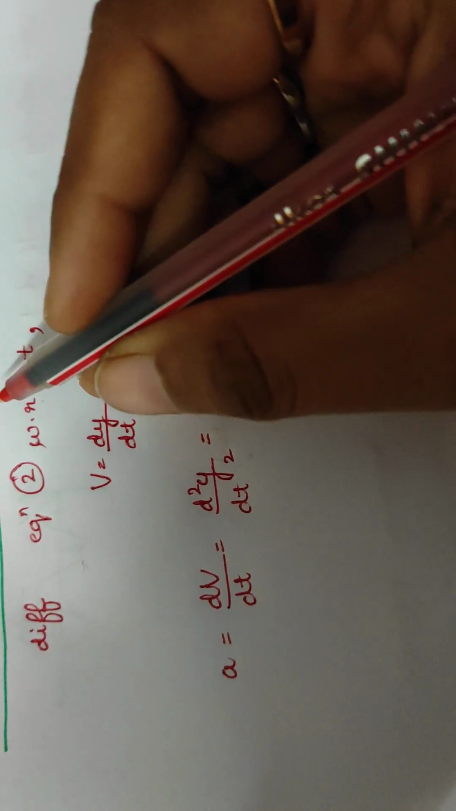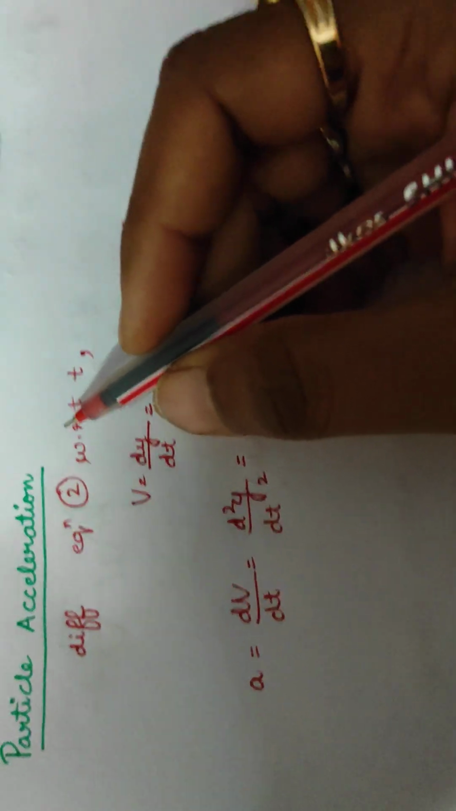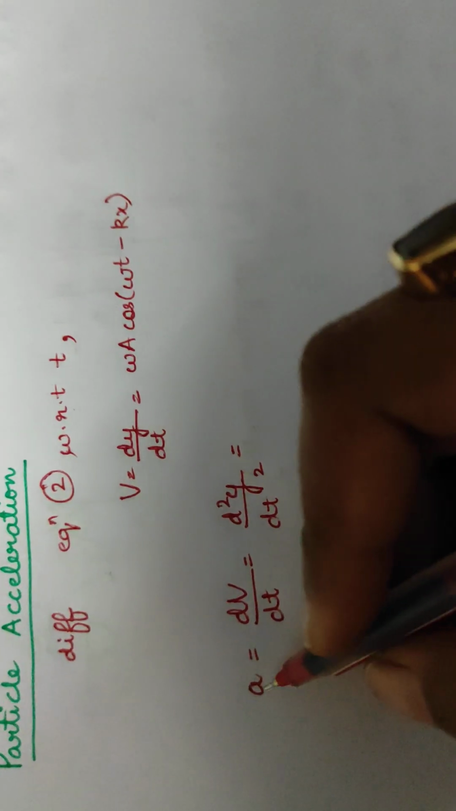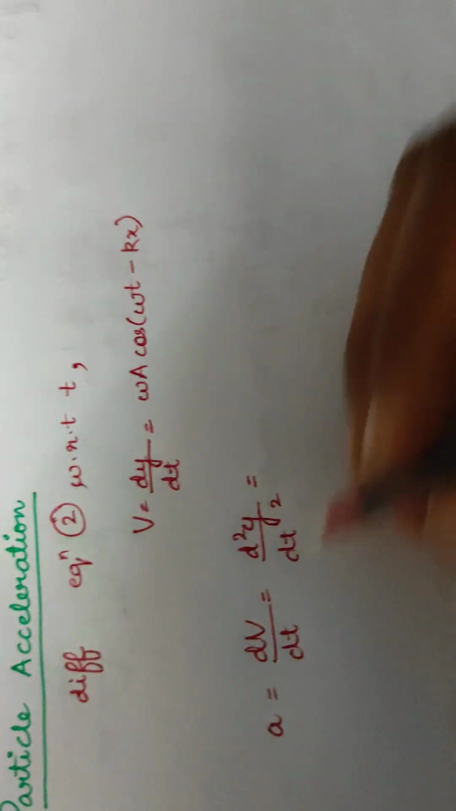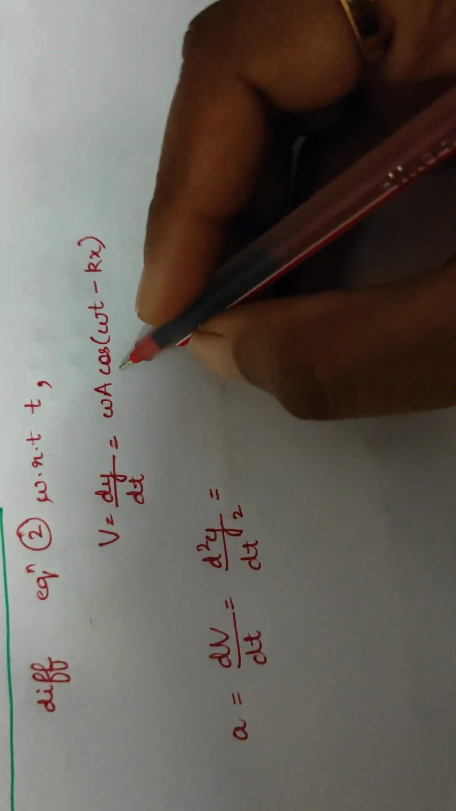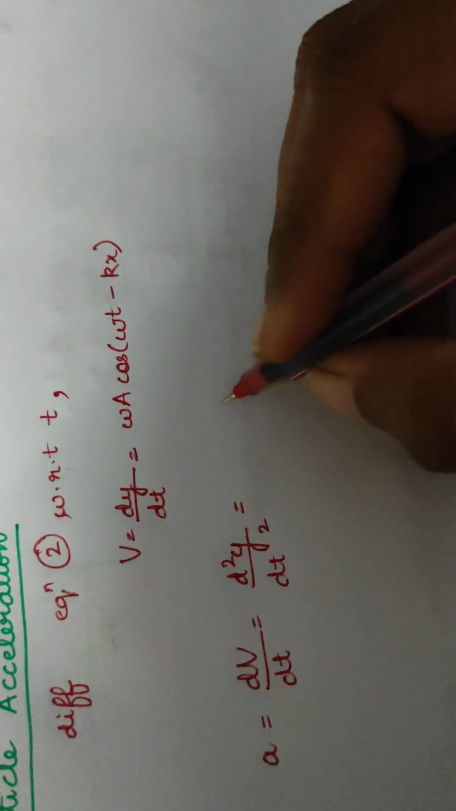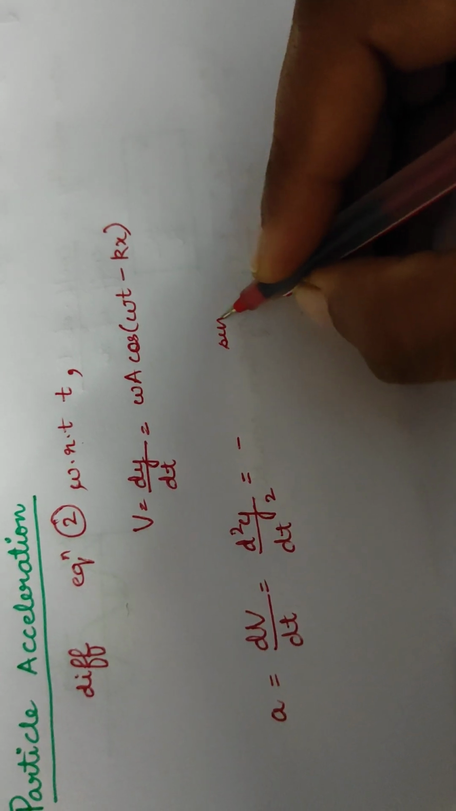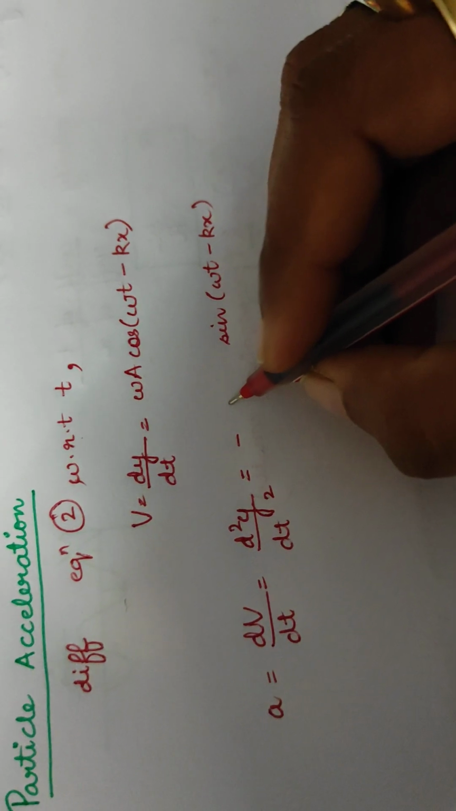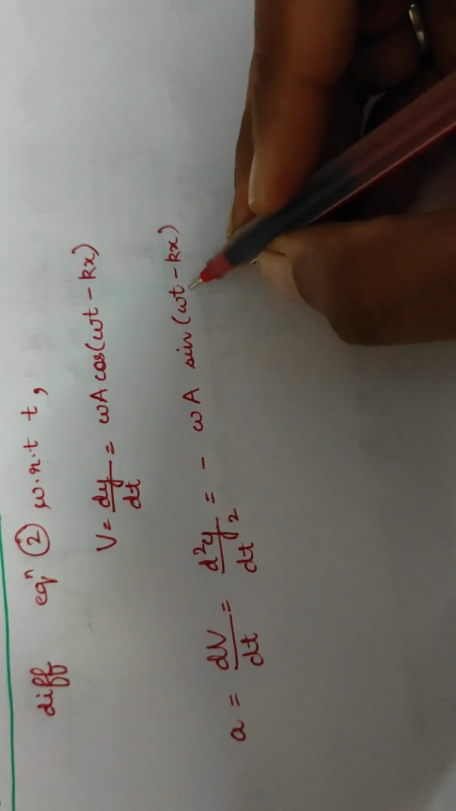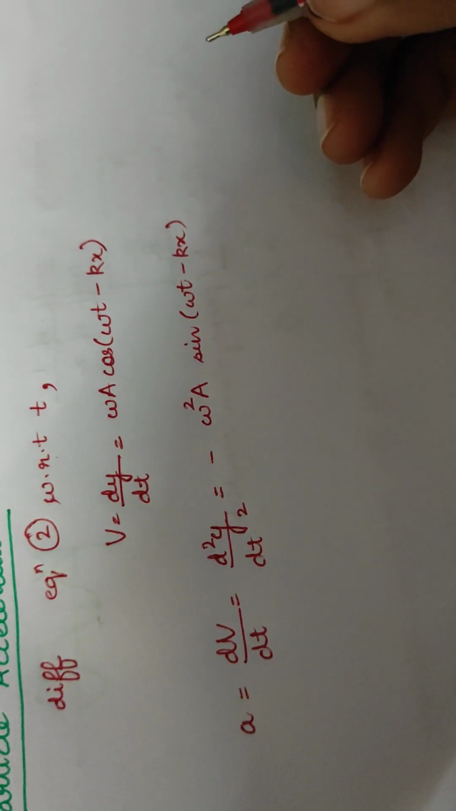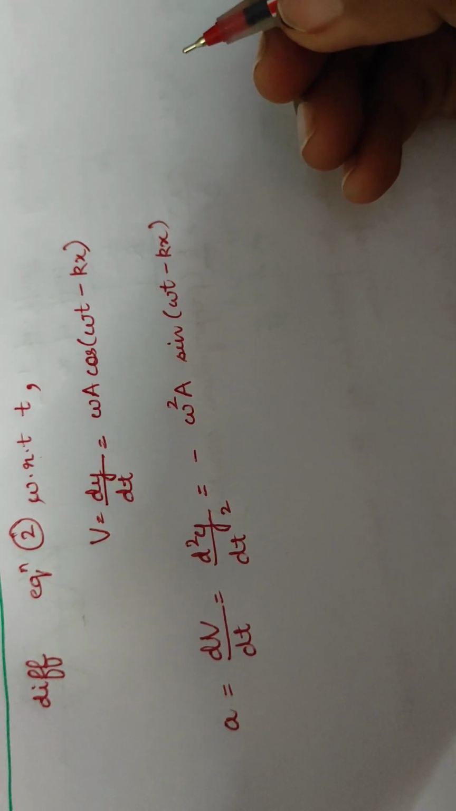So differentiating equation number 1, which is the displacement equation, and finding its second derivative, we can get acceleration. Okay. Now differentiate this equation once. So cos will now give us minus sine(ωt − kx), and we already have ωa. Now we are differentiating with respect to t, so this will give us one more ω, so this will become −ω²a sin(ωt − kx).